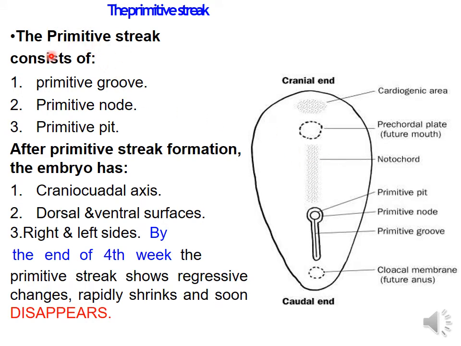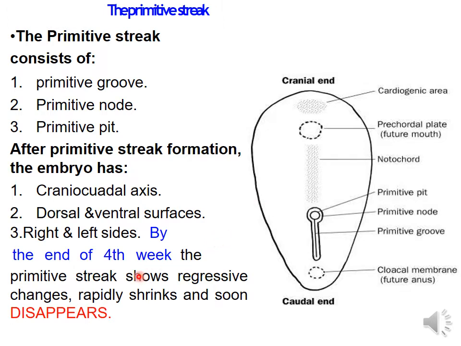The primitive streak consists of 3 parts: the primitive groove, the primitive node, and the primitive pit. Appearance of this structure indicates the craniocaudal axis. We can determine the cranial end and the caudal end of the embryo. Also, we can determine the dorsal and ventral surfaces of the embryo. Also, right and left sides could be identified at this stage.